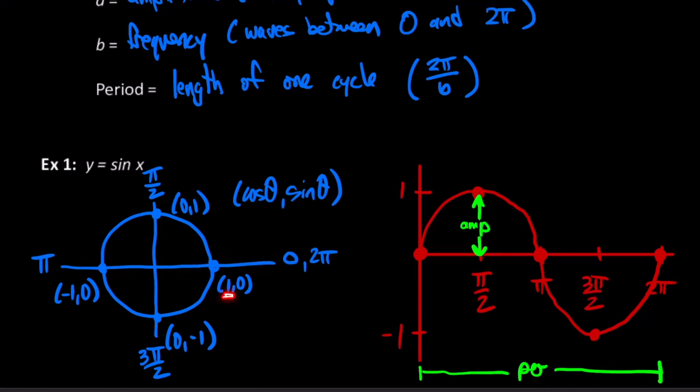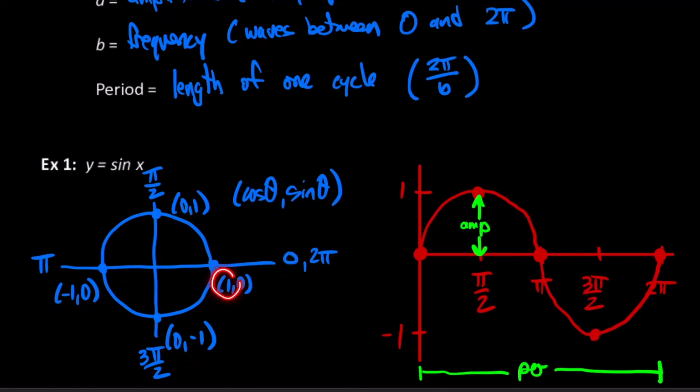So at 0 radians, cosine is 1 because it's the x value, so we're starting out here. So think about what the x value does. Starts at 1, decreases to 0, keeps decreasing all the way to -1. Then it increases to 0, back to 1. So my cosine, starting at 0, goes 1, 0, -1, back to 0, back to 1.